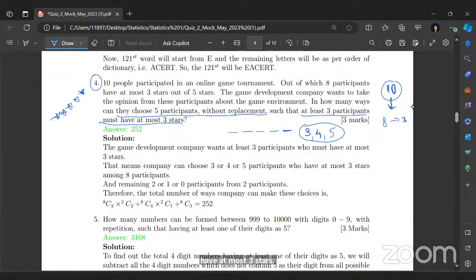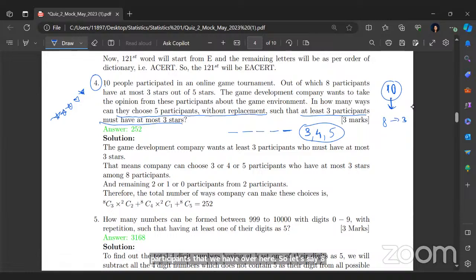So how many ways can this be done? How many ways can the company make this choice? First of all, there were 8 participants. See, this 10 is very redundant here. You don't need it because at the end you're talking about the people who have at most 3 stars. So we are mostly going to talk about these 8 participants. Let's say 8 participants are there, and out of them we are selecting 5 participants.